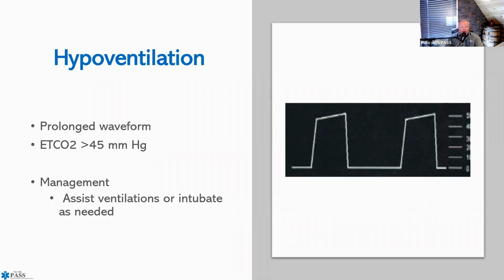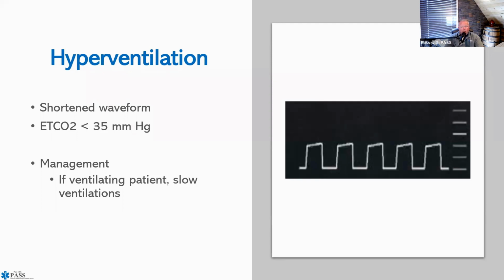What would we do to fix it? You have to assist their ventilations or intubate them if needed. So we basically have to fix the ventilatory effort that the patient has or does not have, to get those ventilations up and hopefully drop that end-tidal CO2 to where it is more in a normal range of 35 to 45.